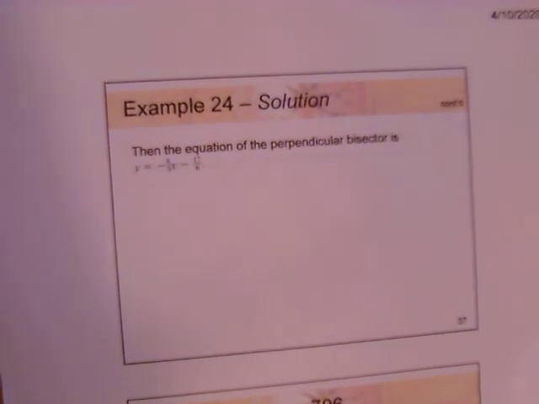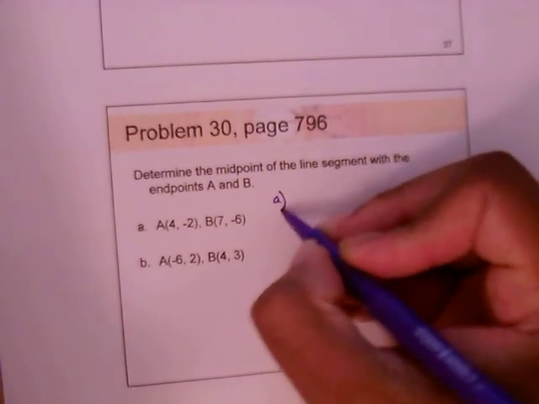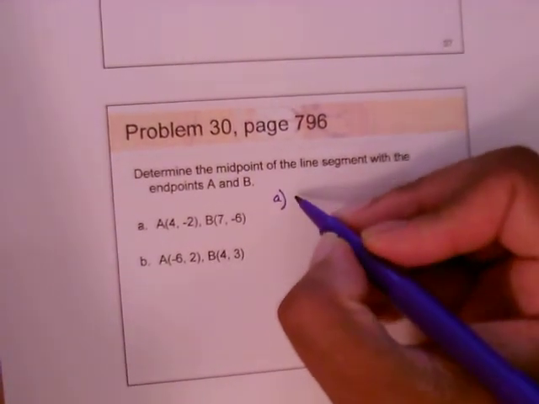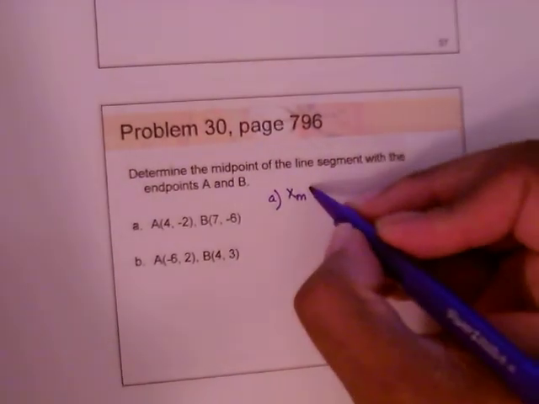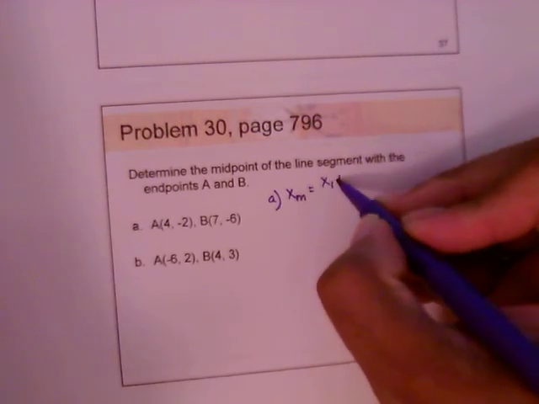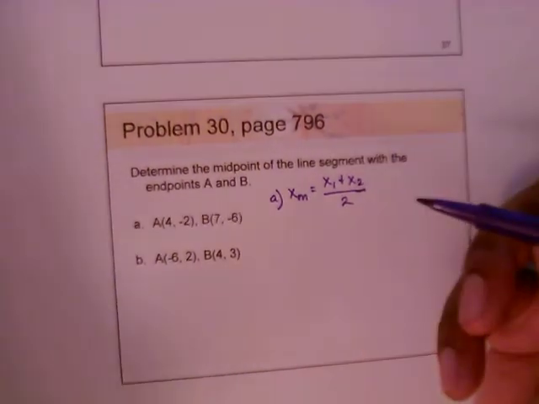Okay, now let's look at problem number 30 on page 796. All we're going to do here is just determine the midpoint of the line segment with the endpoints A and B. So in part A, we got A, which is 4, -2, and B, which is 7, -6. So if I want to find the midpoint here, x sub m, that would be x1 plus x2 divided by 2. The sum of the two x coordinates for A and B. And I'll divide by 2.